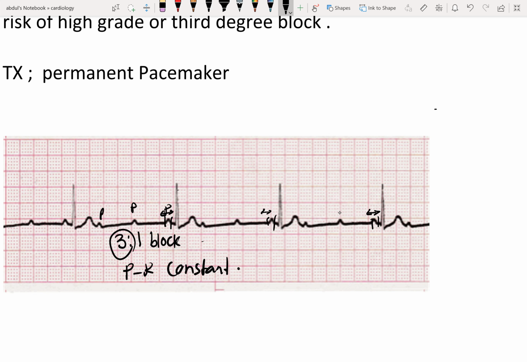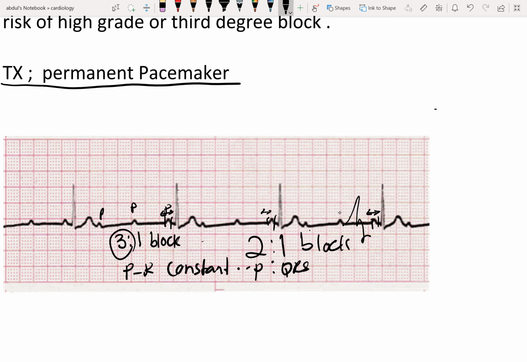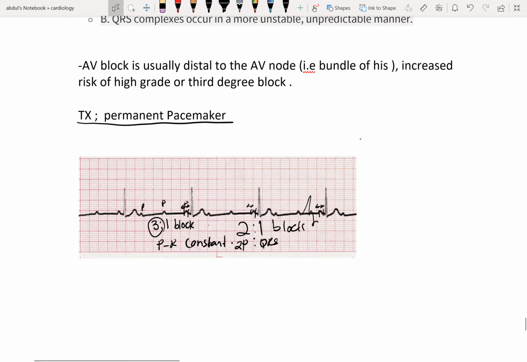And usually this can lead to a 3rd degree block, and that's why treatment is required. The treatment for type 2 Mobitz type 2 is a permanent pacemaker. Let's say if this was a 2:1 block, it means there would have been 1, 2, and then a QRS happening, for example, here. So a 2:1 block means for every 2 P waves, 1 QRS is occurring. All right, I hope you understand this part too.